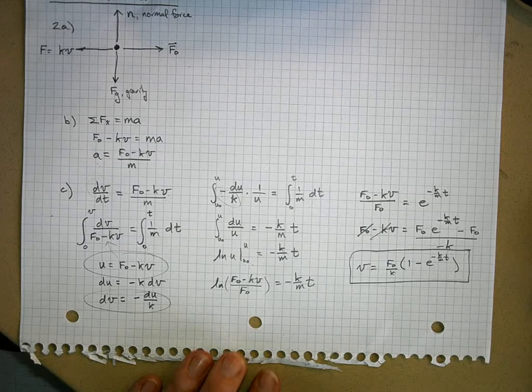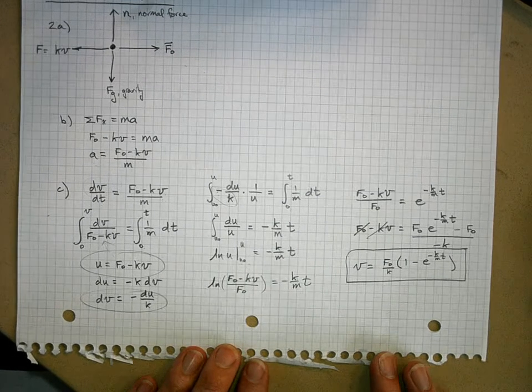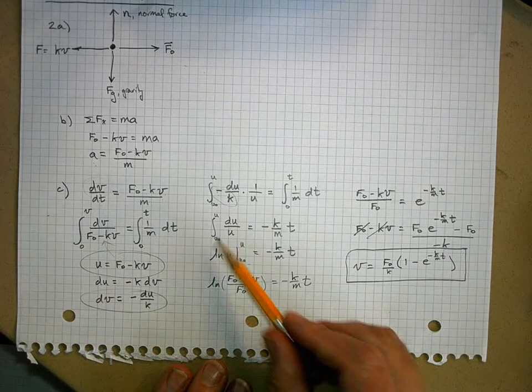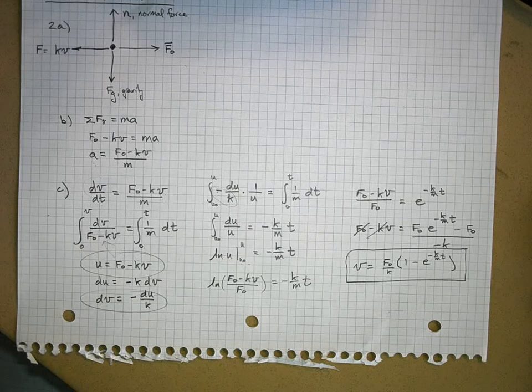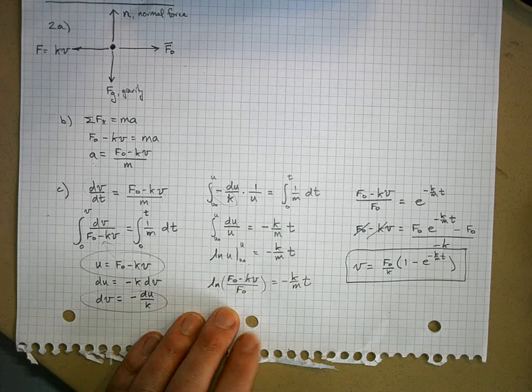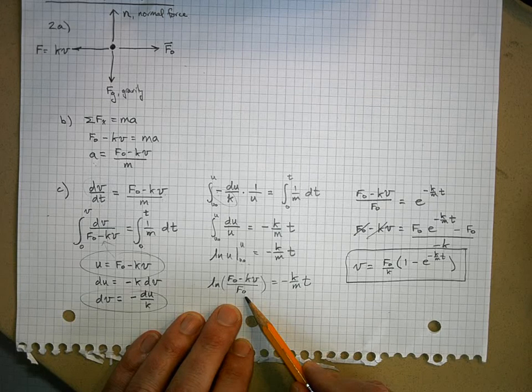All right, so you can do that. You can put the limits in there. Yes? You said after that, ln f minus kv over f. In the solution manual, it has over c. Wait, Mr. Turn the page.